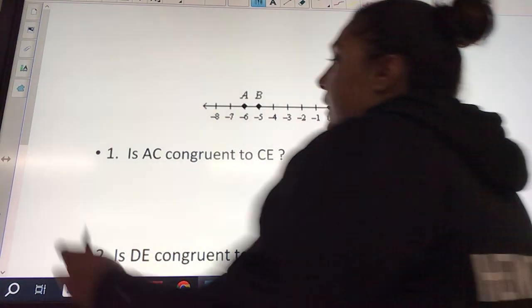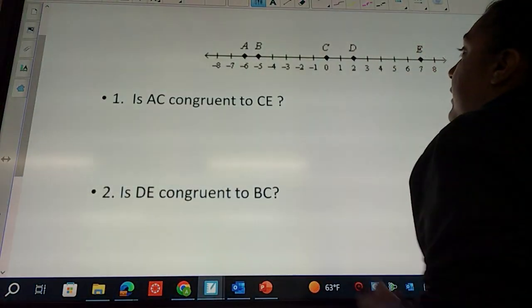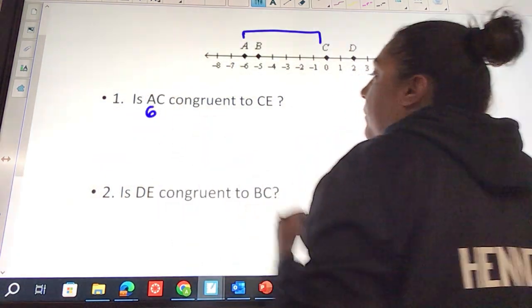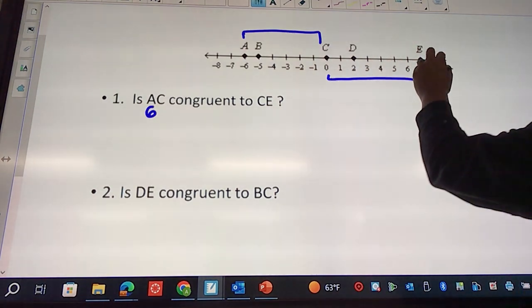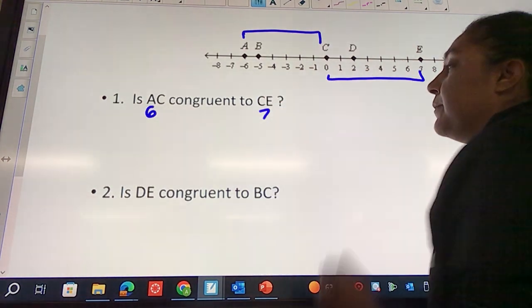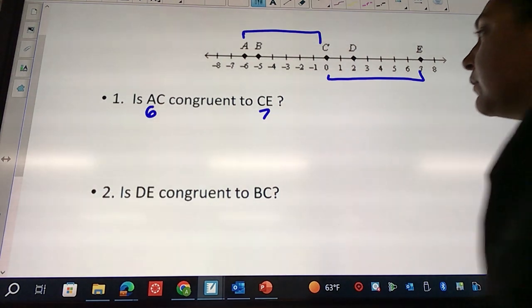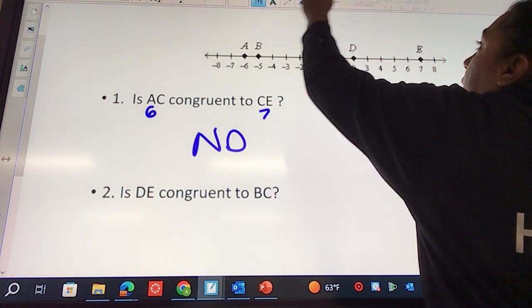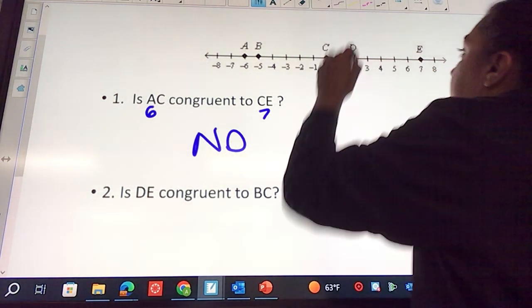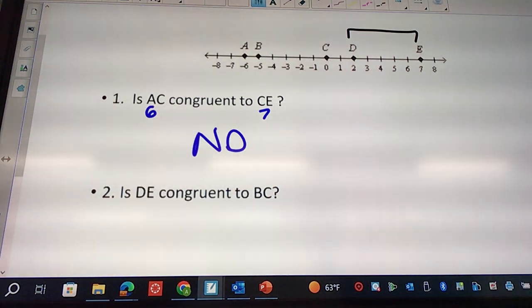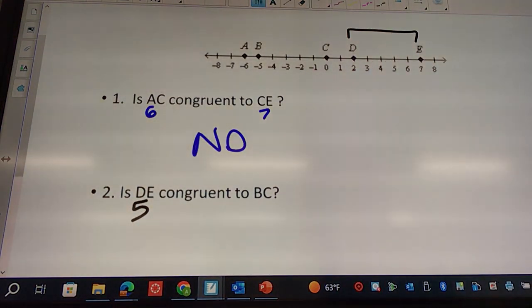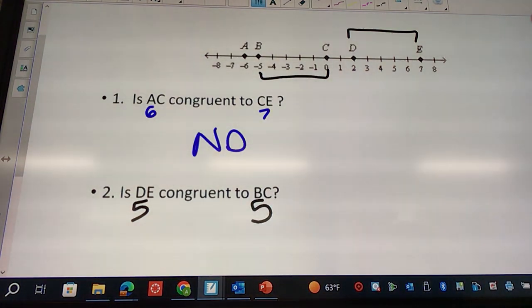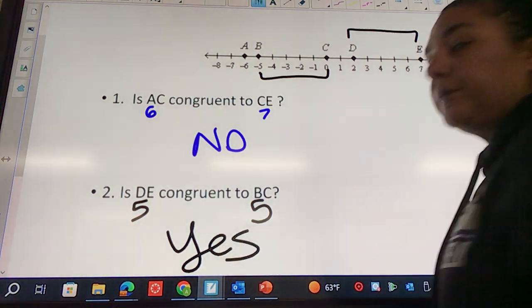Okay, and then the last slide, it says, is AC congruent to CE? So AC, from -6 to 0, is going to be 6 units. C to E, so 0 to 7, is going to be 7 units. So is 6 congruent to 7? No. Okay, D to E, so 2 to 7 is going to be 5 units. And B to C, -5 to 0 is also going to be 5 units. So are those congruent? Yes.